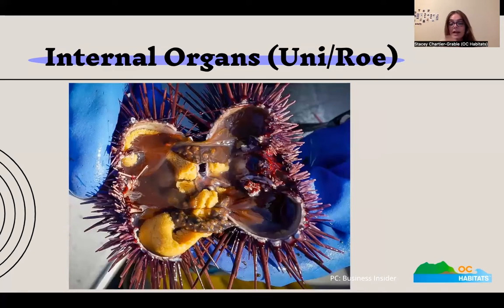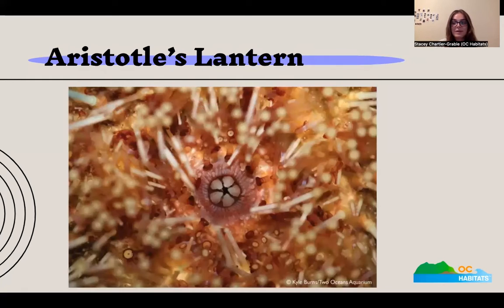So here's a better internal picture of their anatomy. Right here in orange, these are the gonads, which is the only edible part of an urchin, and they're actually pretty common in Asian cooking. They're known as uni, and they're also known as roe. So if you ever want to try sea urchin, get some uni. I've heard mixed reviews about it, but I've personally never tried it.